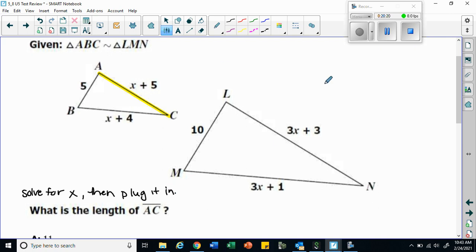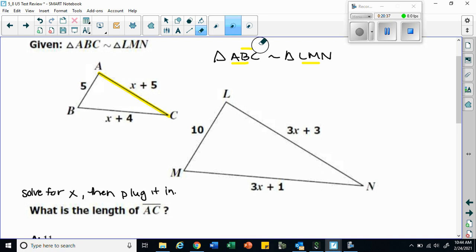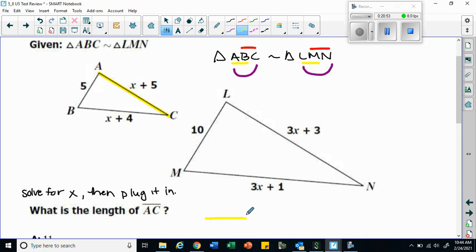Okay, so guess what we get to do here? We get to rewrite these. Triangle A, B, C is similar to triangle L, M, N. So we have yellow, yellow, we have red, red, and we have purple and purple. All right, so we have yellow, we have red, and we have purple.